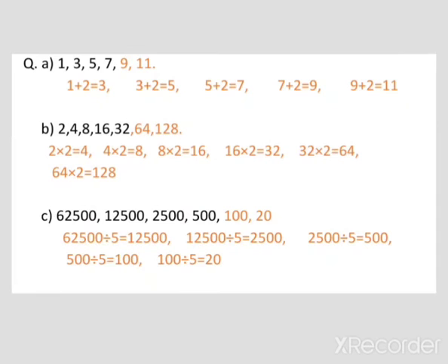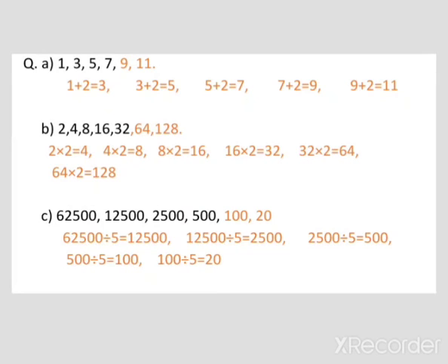Now in C, again there is a pattern. Now see what the pattern in the series is. The first number is 62,500, the next is 12,500, then 2,500, then 500, and the last two we have to complete.